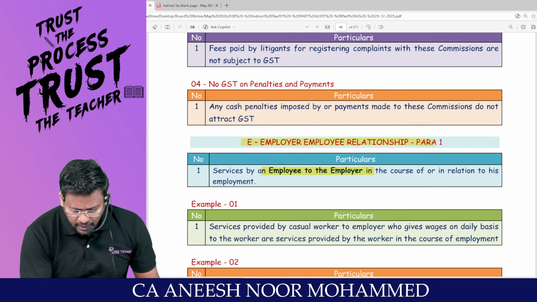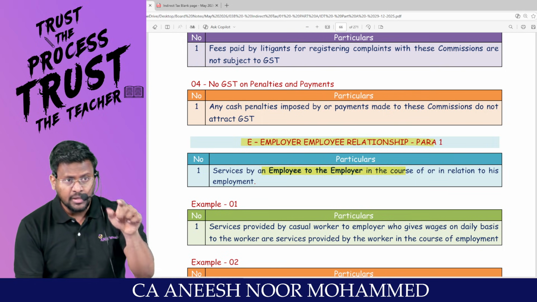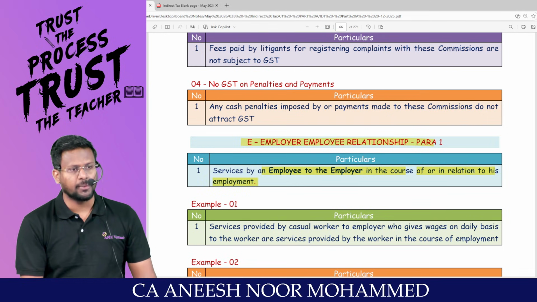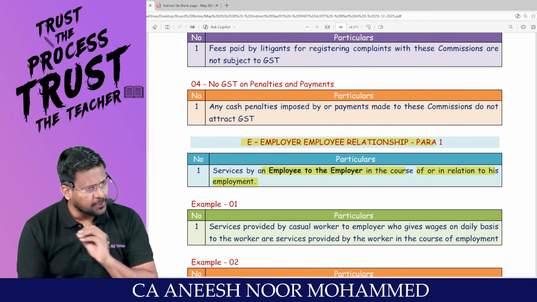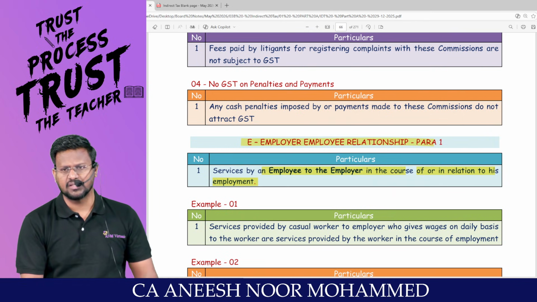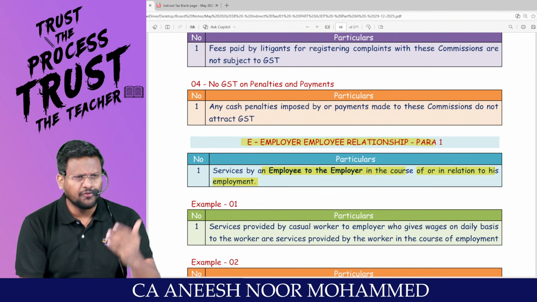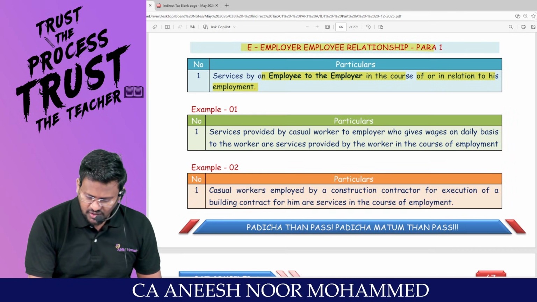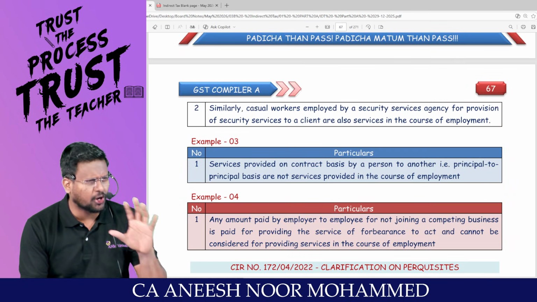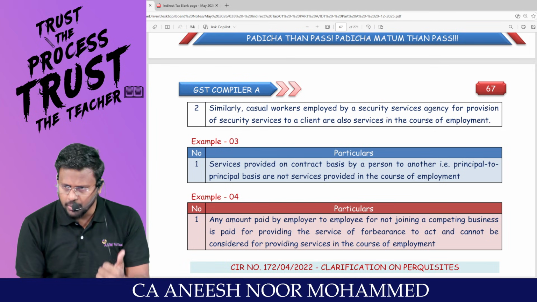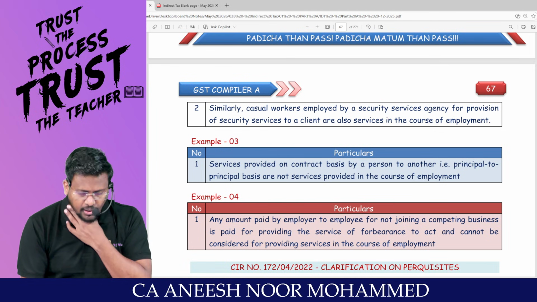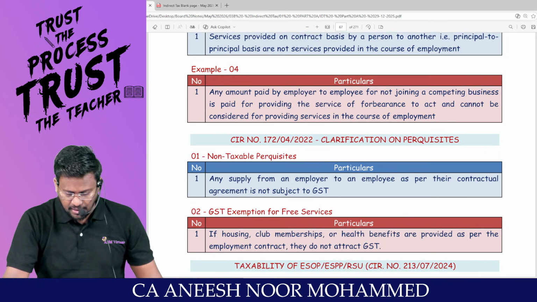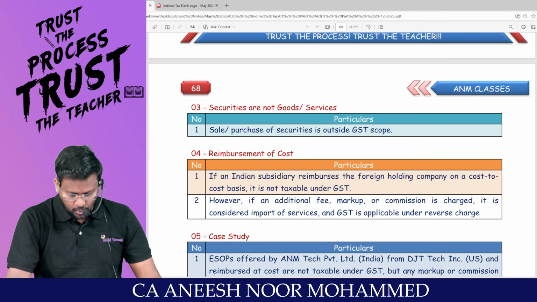So, service by an employee to the employer in the course of or in relation to his employment is neither supply of goods nor supply of services. That means being an employee, if you are providing services to me, it is neither supply of goods nor supply of services. And employee covers all types of employee. Casual employee will be covered. Regular employee will be covered. Contract basis employee will be covered. All are treated as employee only, my dear lovable students.